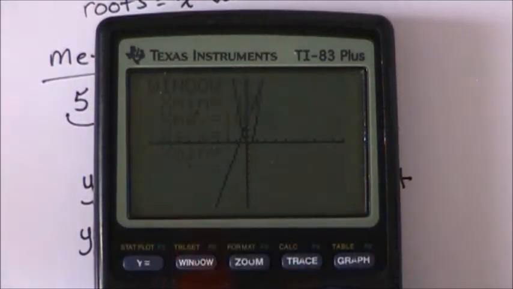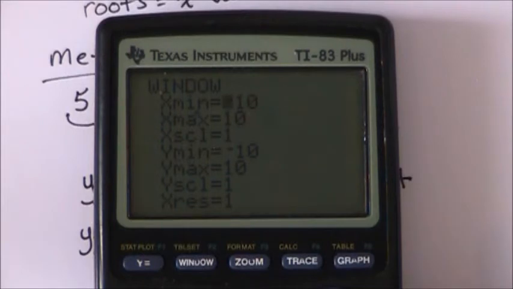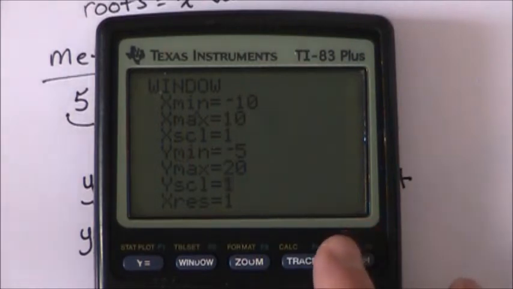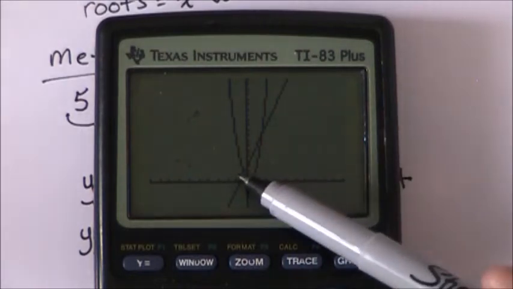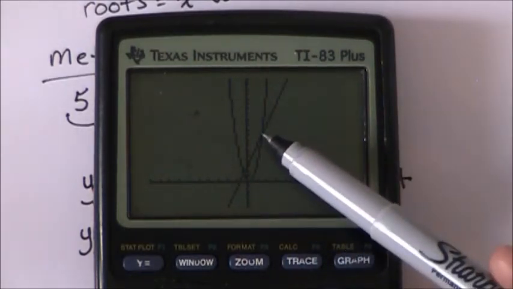So that is going back to our window settings. We said we could get rid of some of our negative values. We had our positive going to 10, so let's take it to 20. And the scale is always how we are counting. What are the tick lines on the graph going to be worth? We count by 1 still. That should work. And if we hit graph now, we can see that one point of intersection is right here, the other one is right there.